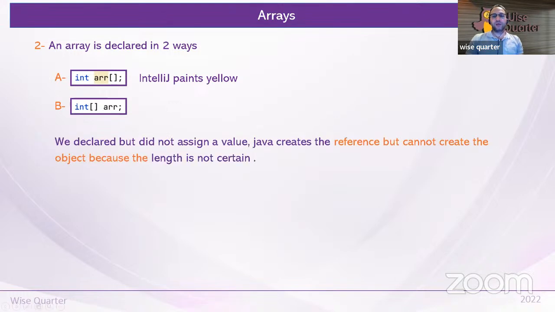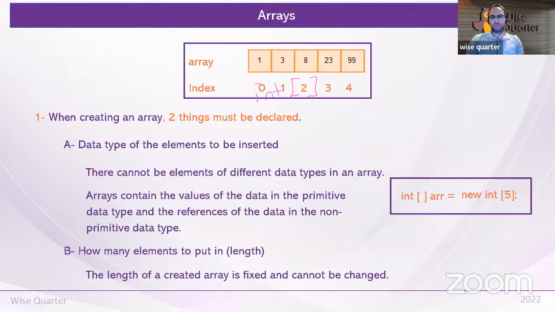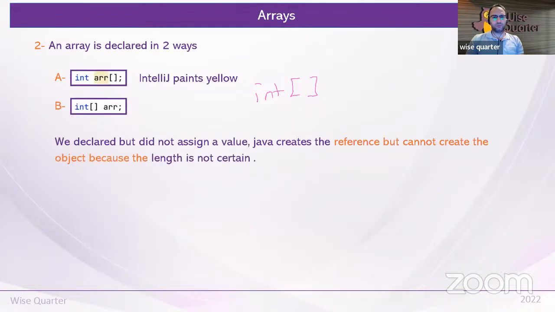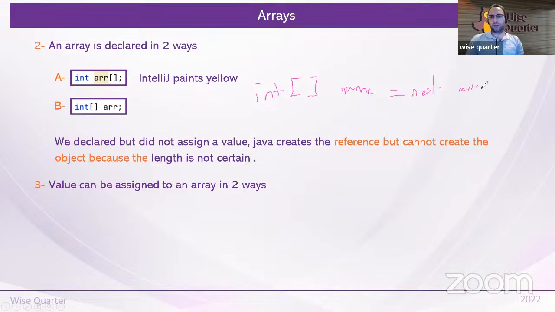Yes. When you create an array like this, integer array, the name equals to new int 5. For example, oh, I don't know what I've written here. It should be new.